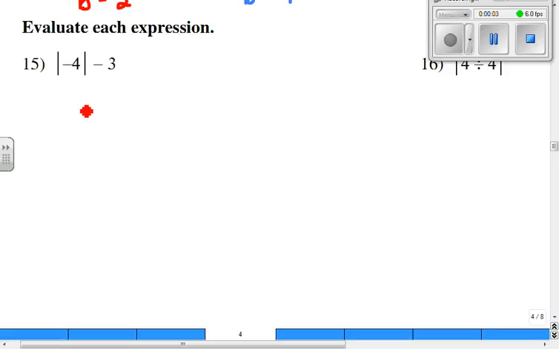Okay, we're asked to evaluate each expression. Well, we look here and we realize that we're dealing with absolute value. Remember, the absolute value works like a parentheses, but everything that comes out of the absolute value is positive. So let's see. The absolute value of -4 is positive 4. Positive 4 minus 3 is positive 1. So we evaluate and we get positive 1 as our answer here.